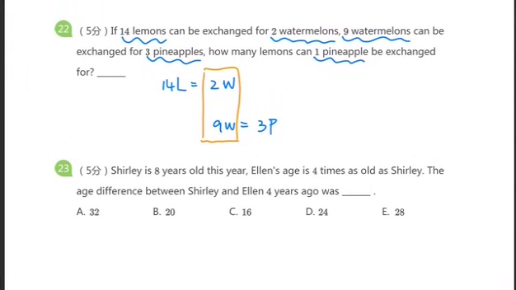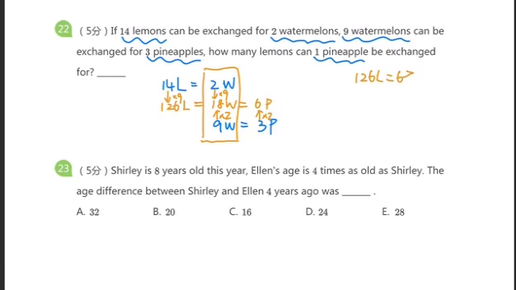So for the first equation, we times 9. The same on the left hand side, 14 times 9, which equals 126. So 126 lemons equals to 18 watermelons. And for the second equation, 9 changes to 18, so we times 2. Same on the right hand side, we times 2, which equals to 6 pineapples. So this is the new equation we get, but we only need to focus on the relationship between pineapple and lemons. So let's write out 126 lemons equals to 6 pineapples.